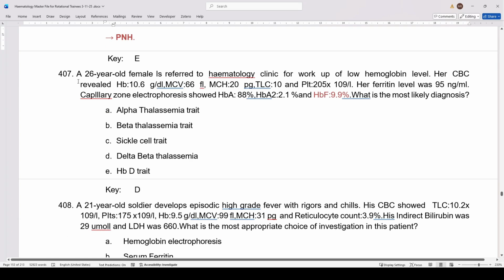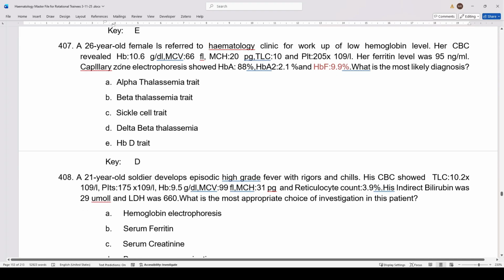Next is 407. A 26 years old female is referred to hematology clinic for workup of low hemoglobin level. CBC revealed hemoglobin of 10. It is low. MCV is low. MCH is low. TLC is 10. Platelet is normal. So the patient has anemia.